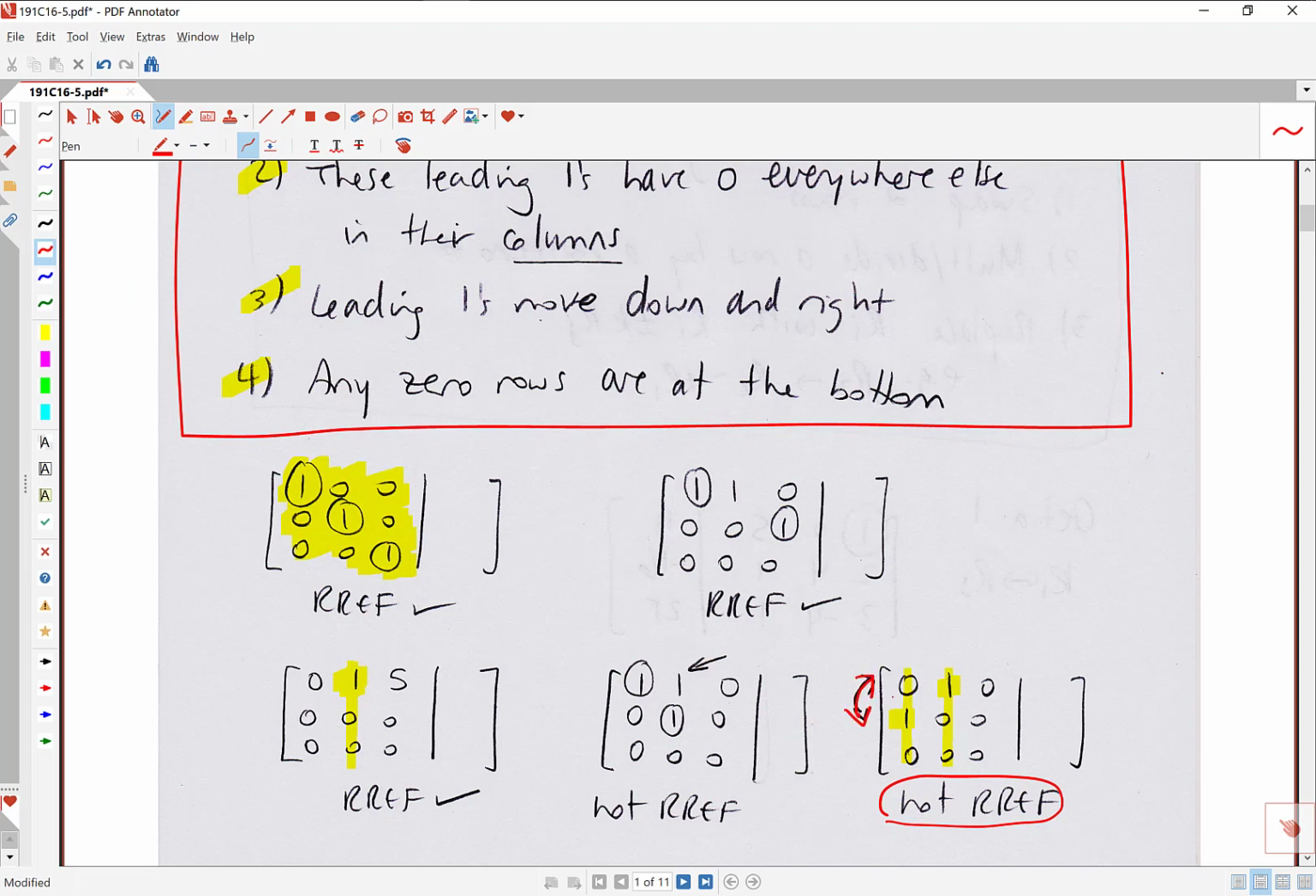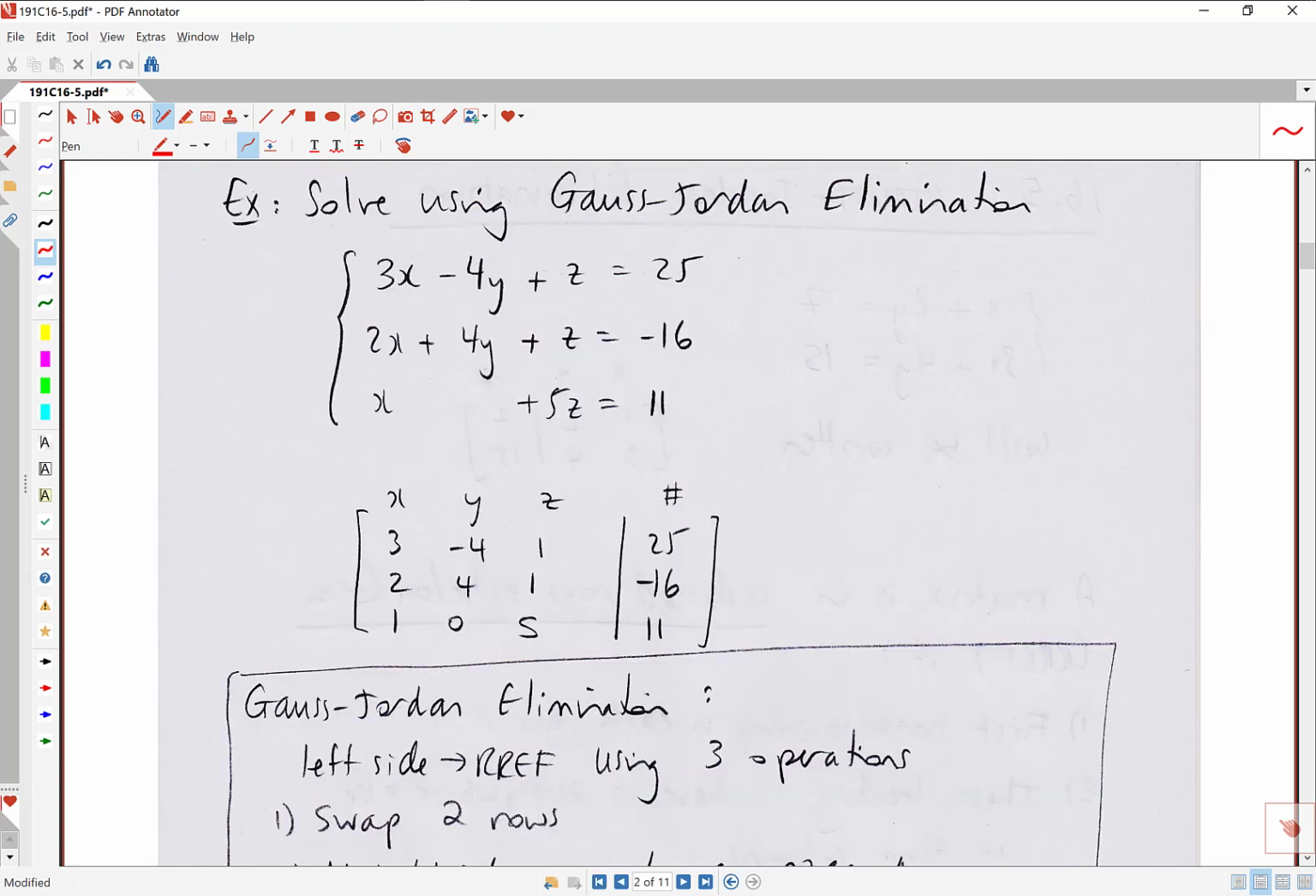So now let's make a connection between RREF and solving systems. So here's an example of what we'll be doing in this video. Someone's going to tell us to solve a system using Gauss-Jordan elimination, and they'll give us a system such as the one that's written here. So what we'll do is we'll write that system in our shorthand notation.